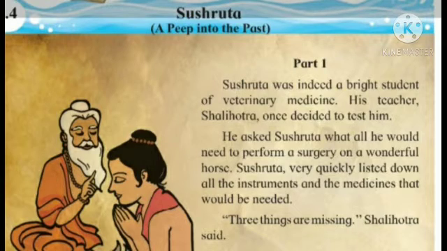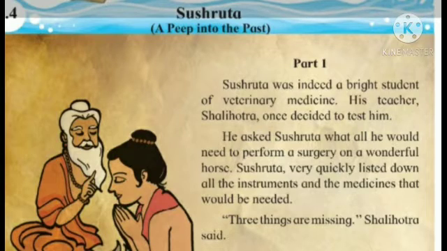Now, what is meant by veterinary medicine? Veterinary medicine means related to the medical or surgical treatment of animals, especially domestic and farm animals. So, here Sushruta was a very intelligent, bright student of veterinary medicine. His teacher, Shalihotra, once decided to test him. So one day the teacher of Sushruta, whose name was Shalihotra, decided to test him.